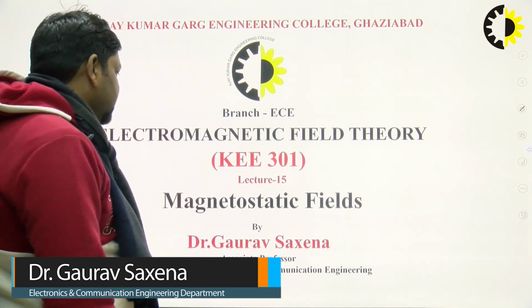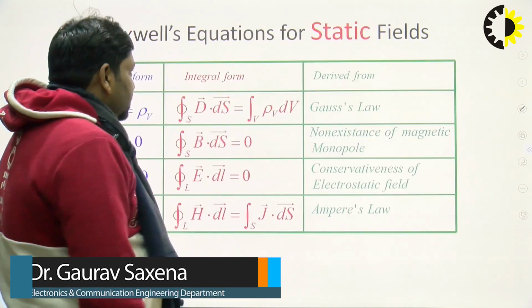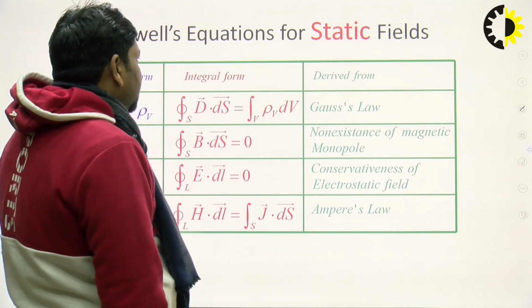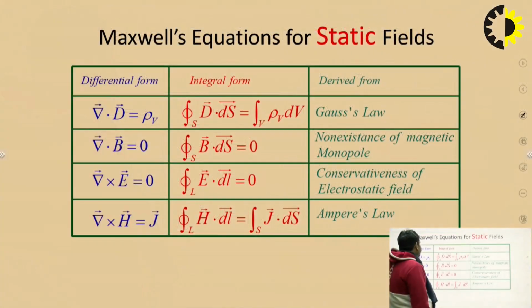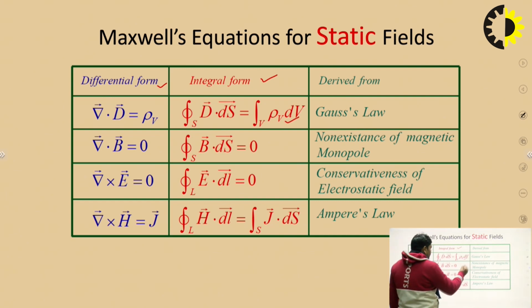Today I have discussed the magnetostatic field. First, I just showed you the Maxwell equations, in differential form and integral form, which is very important. The first Maxwell equation is del dot D is equal to rho v, and the integral of D dot dS is equal to the integral of rho v dv. This equation is also known as Gauss law.